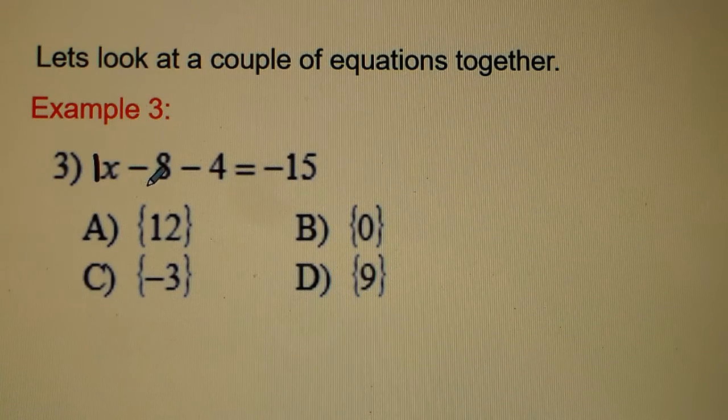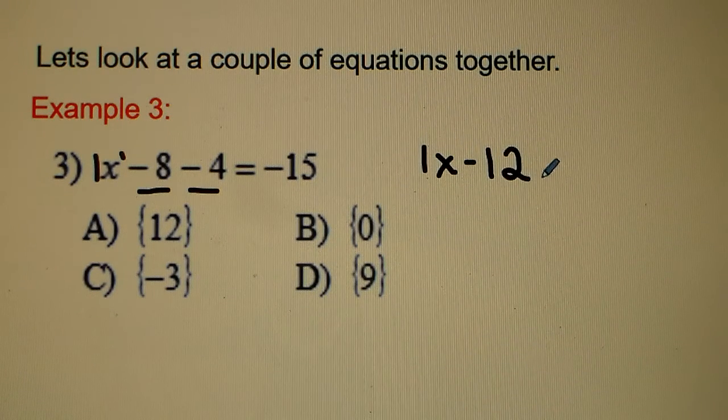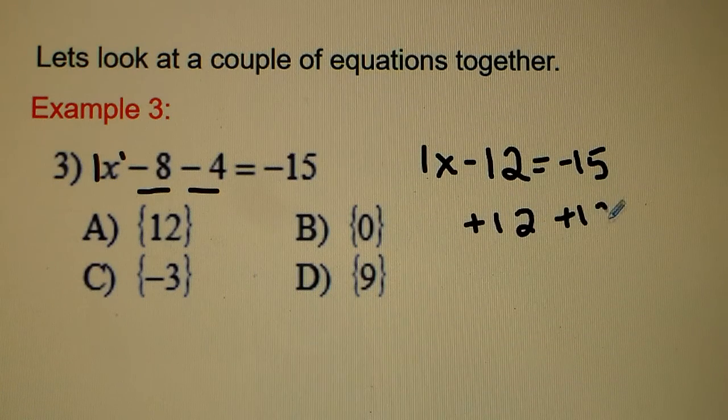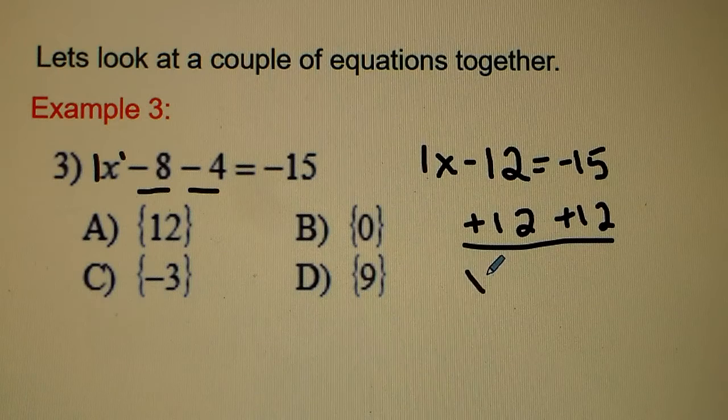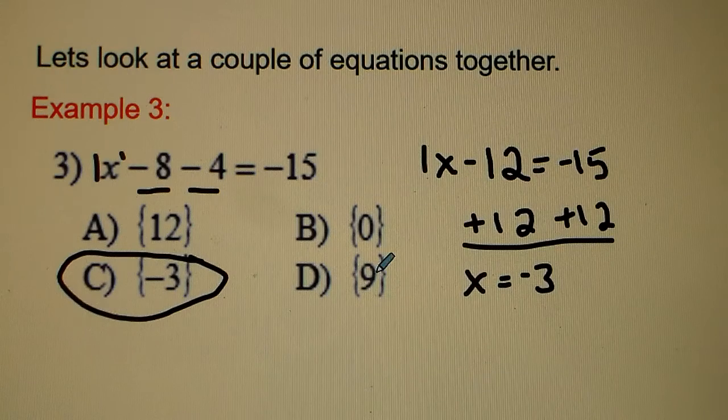Well, this is 1x to the power of 1 minus 8 minus 4 equals negative 15. Now, the negative 8 doesn't have an x or any variable, and neither does the 4. So these two can be combined, negative 8 and minus 4. So you're going to get 1x minus 12 is equal to negative 15. We add 12 to both sides. I'm going to get x equals negative 3. That's why we get C.